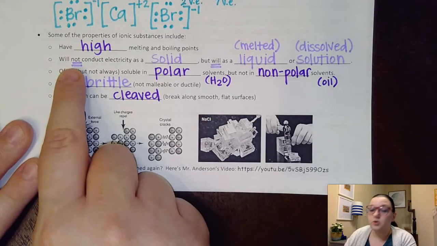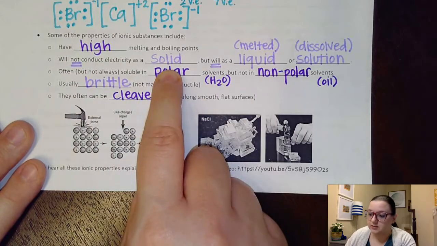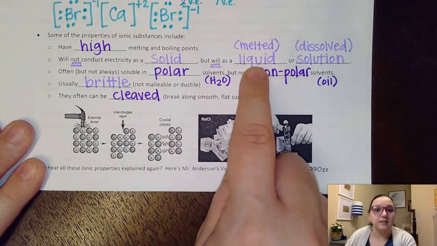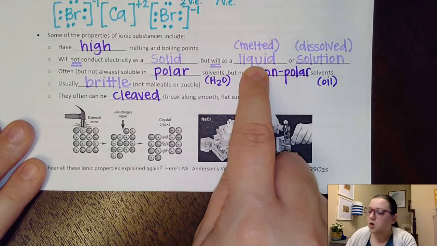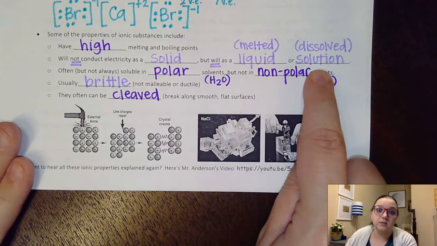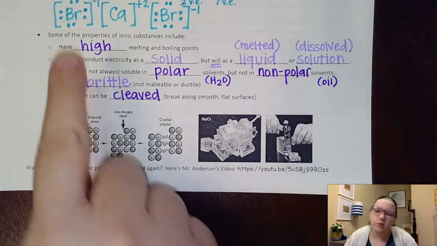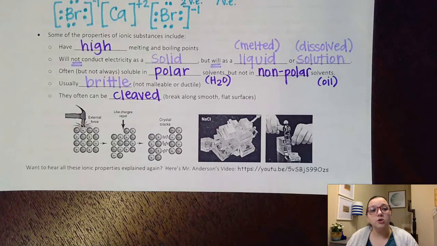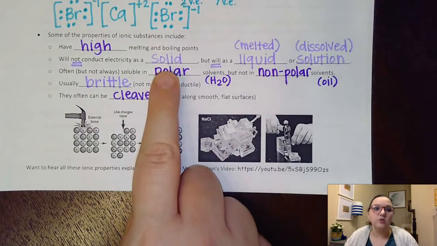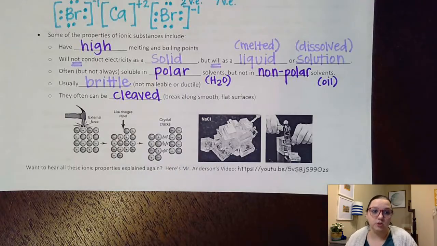As a reminder, they will not conduct electricity as a solid, but they will if it's a liquid, if I melted the ionic, or if I dissolved it into a solution. That is because in order to conduct electricity, we have to not only have charged particles, which we have because we have ions, but those charged particles have to have the ability to move. And as a solid, those charged particles cannot move positions.